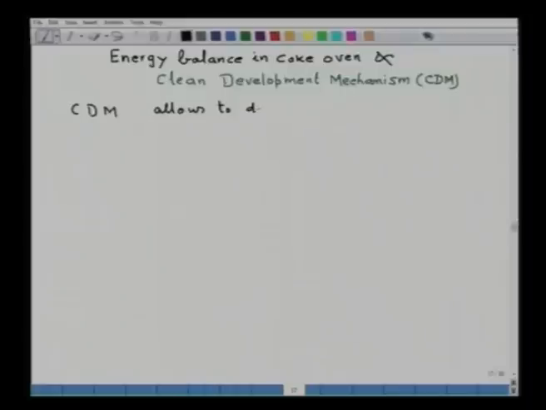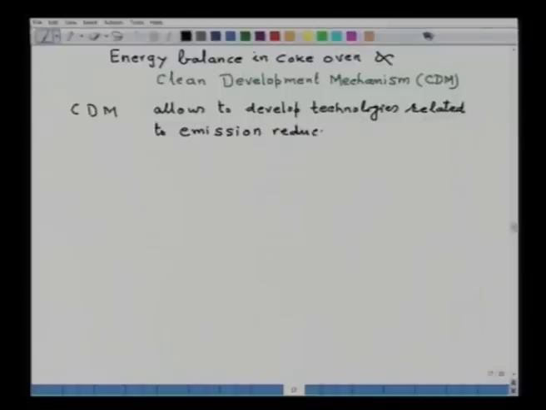to develop technologies related to emission reduction, it stimulates sustainable development, and emission reduction.